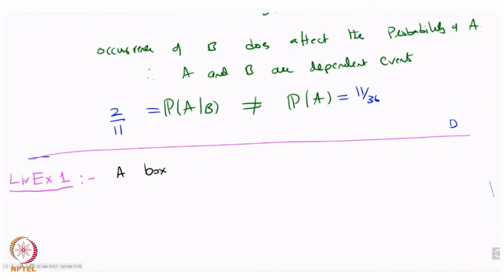So let's say a box has m balls, of which r are red and the rest are not. So there are m balls in a box, r of which are red.